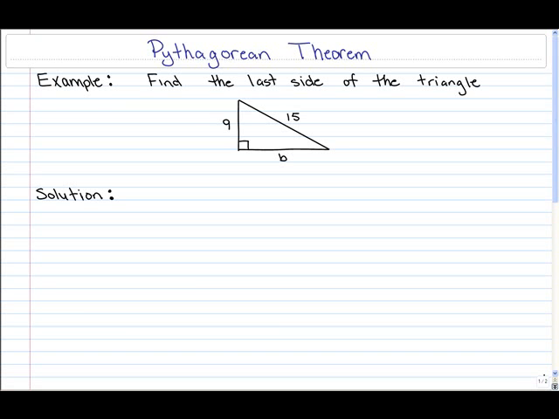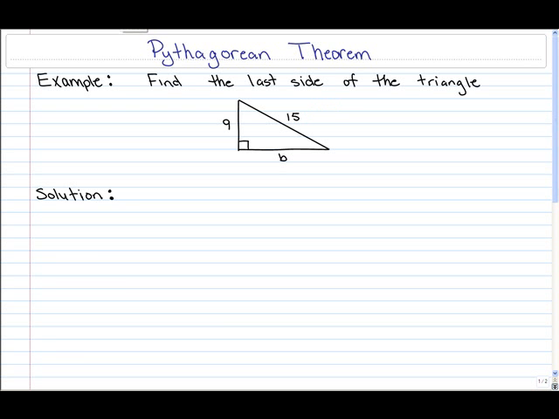In this video, we're going to take a look at the Pythagorean Theorem. Now, the Pythagorean Theorem states that in a right-angled triangle, the square of the hypotenuse side is equal to the sum of the squares of the other two sides. Now, for this example shown here, the right-angled triangle's hypotenuse is the 15.